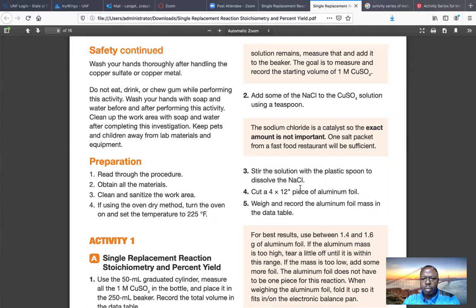So measure out approximately. It doesn't have to be exact, so long as it is around 1.5, or 1.4 to 1.6. If you have 1.8, they recommend that you chop a little bit. Don't have to have exact 1.6 or 1.5, so long as it's in this domain.